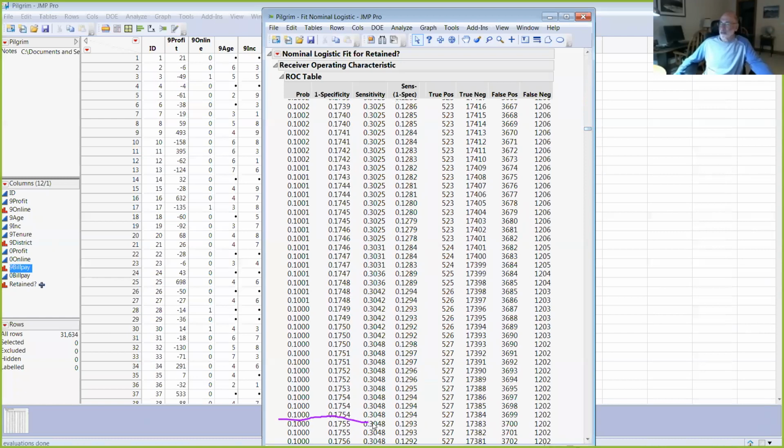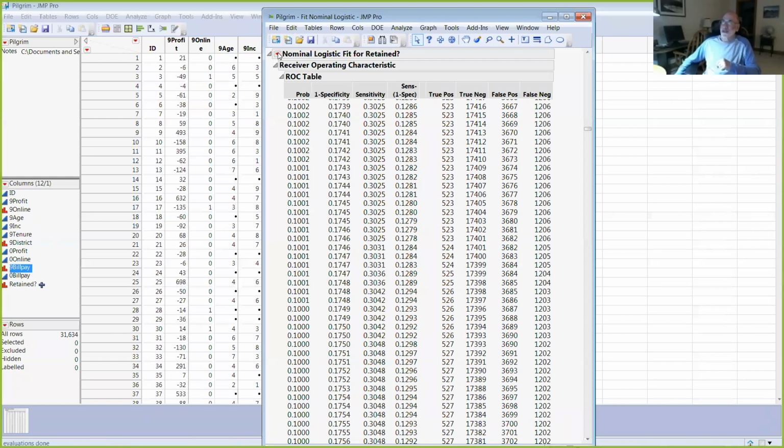So at 10%, this is what it would basically look like. You would have gotten 527 of the true positives, but 3,699 of the false positives. You get most of the true negatives because most customers you're predicting you would not lose. So you get almost all the ones you didn't lose, but 1,202 people you miss that you actually lose as customers. This is not a very good model, but there's a reason why it's not a very good model here.